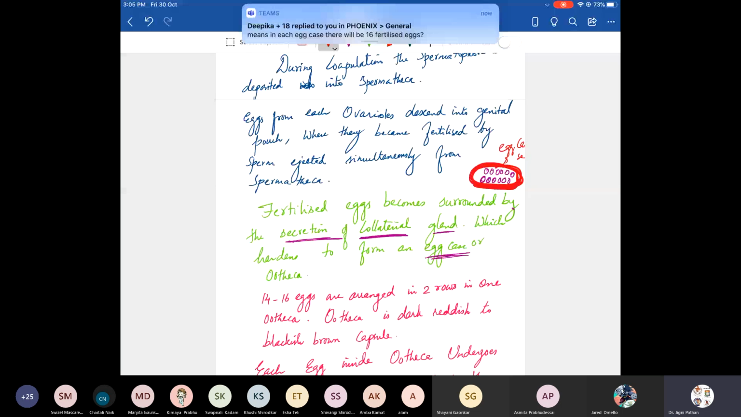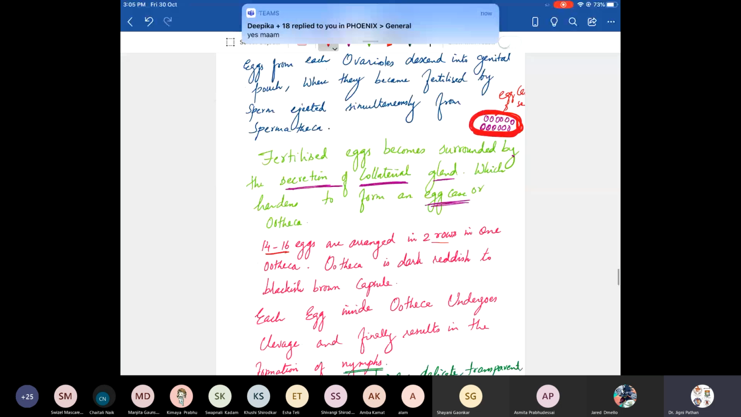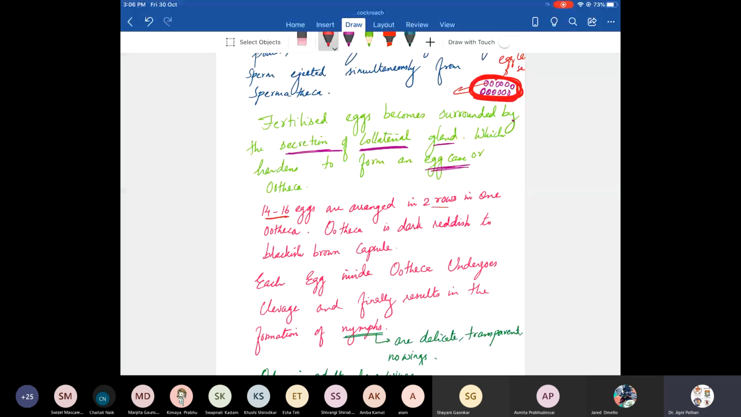Is it clear, Deepika? Around 14 to 16 eggs are arranged in two rows in one ootheca. Now you have one ootheca. Ootheca is a dark reddish to blackish brown capsule. I'll show you how it looks in some time. Each egg inside the ootheca, after fertilization, will undergo cleavage and finally result in the formation of a nymph. A nymph is a baby cockroach.